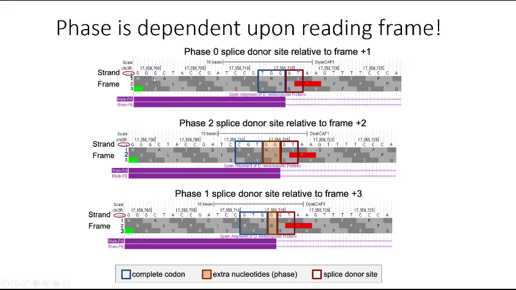If we are in reading frame 1, we would notice that the very last full codon within that exon is that W encoded by the TGG. And there are no extra bases that will be in the exon after that intron is spliced out. So therefore the phase would be 0.